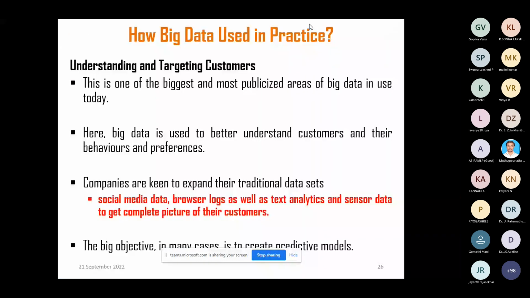Now, coming to some applications where this big data is in practice. Let us look into some of the applications, how it is being used in reality. So, one, let us discuss how companies are using this technology to target customers or understand the mindset of the customers. It is one of the most widely used application areas, to better understand customer behaviors or preferences.